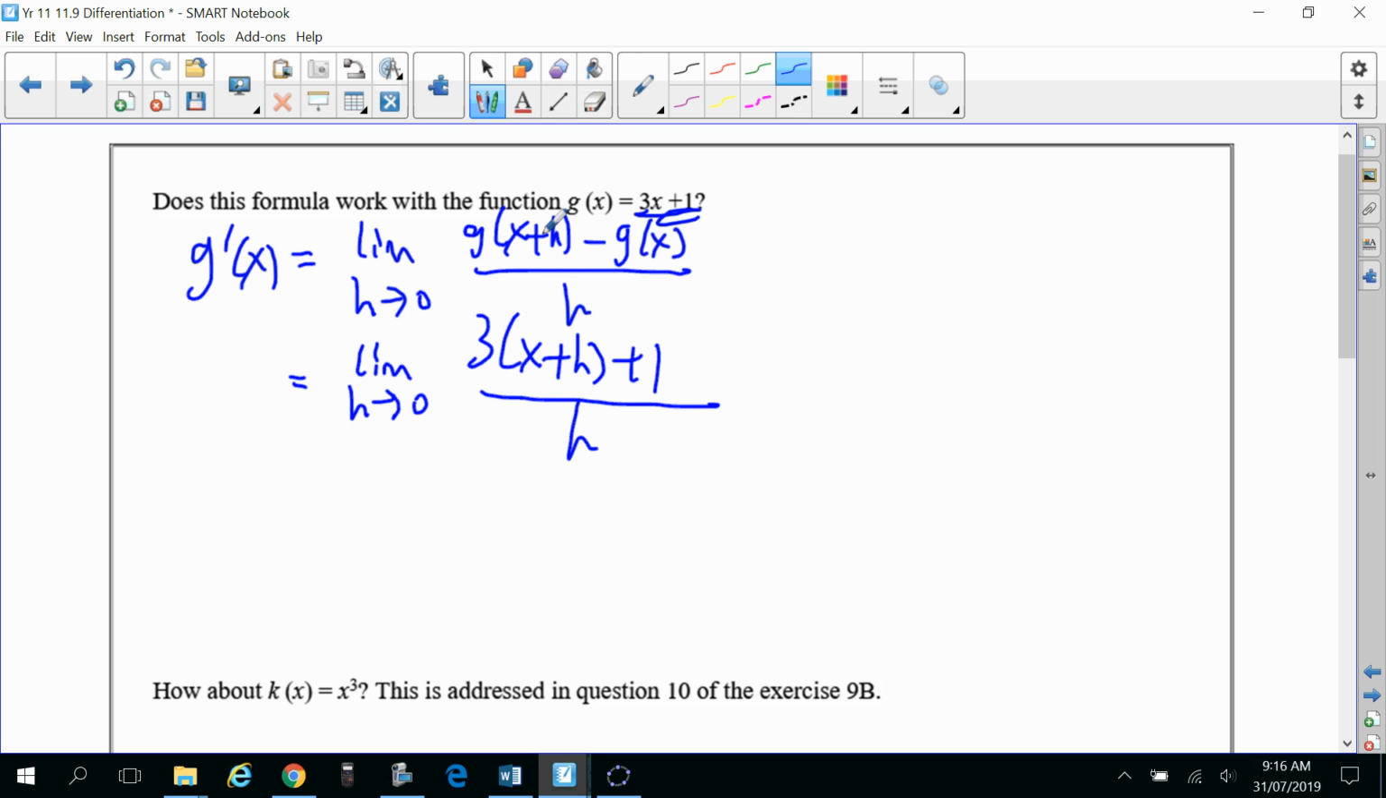All right, remember, it's substitute that thing into x, minus the g of x, which is 3x plus 1. So remember, this is g of x. This whole thing is g of x plus h, where the x value got replaced by x plus h. Now it becomes a question of algebra. That's okay. Let's use algebra.